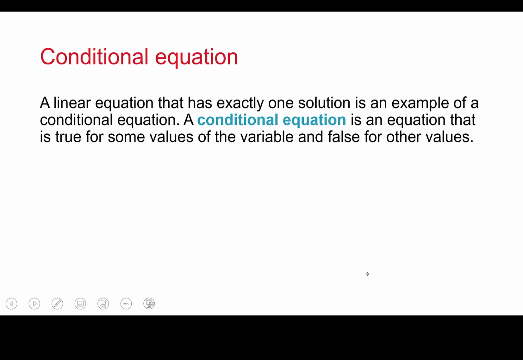So a conditional equation is basically all of the ones that we've just looked at in Objective 1. A linear equation that has exactly one solution is an example of a conditional equation. A conditional equation is an equation that is true for some values of the variable and false for other values, right? So it's conditional on the actual solution.